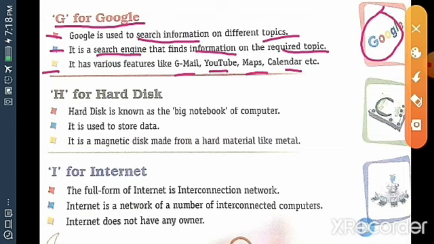Now little description about Google. Google App Engine is a platform as a service and cloud computing platform for developing and hosting web applications in Google managed data centers.